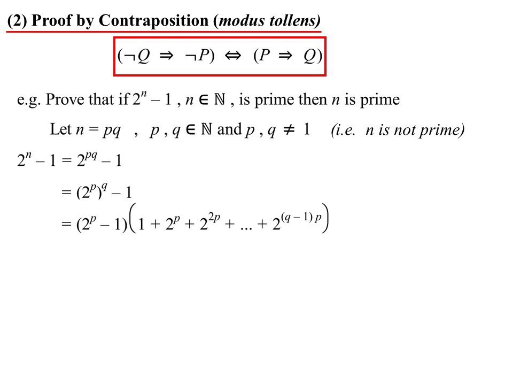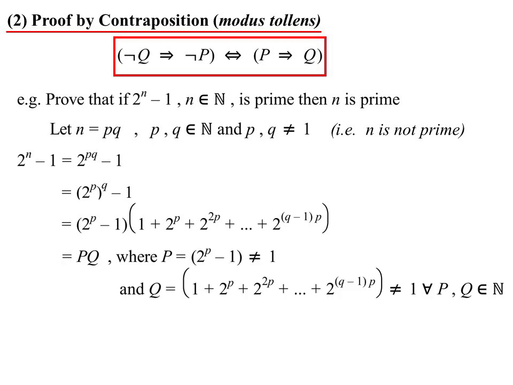Well, yes, this has now got two factors. Now, this first one is 2 to the power of p minus 1. But I know that can't be 1, because we said, remember, p is not equal to 1. Therefore p, if it's a natural number, has to be bigger than 1. So the smallest it could be would be 2. So 2 squared minus 1, smallest it could be would be 3. It can't equal 1. So I know that factor's not 1.